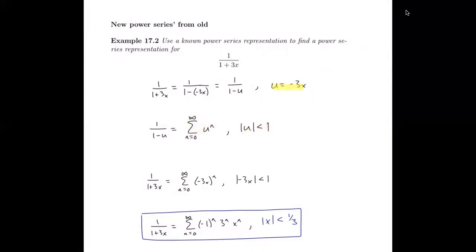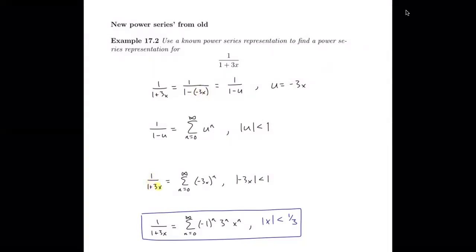But we've got a key substitution to keep in mind here. Anywhere we see a u, we just put a negative 3x. And we'll do the same here. So now we know that for 1 over 1 plus 3x, u is negative 3x. So we now have negative 3x to the n replacing u. It's that simple of a swap. We've now expressed 1 over 1 plus 3x as the sum of negative 3x to the power of n, provided, and its interval of convergence is given here, that the absolute value of negative 3x needs to be less than 1. Of course, we can do some algebraic work with that.